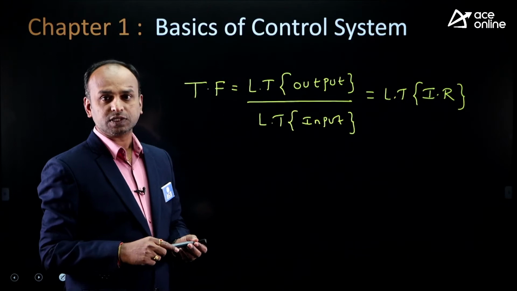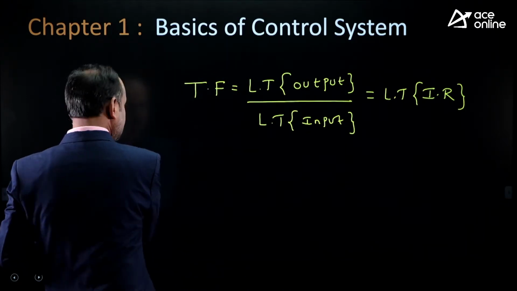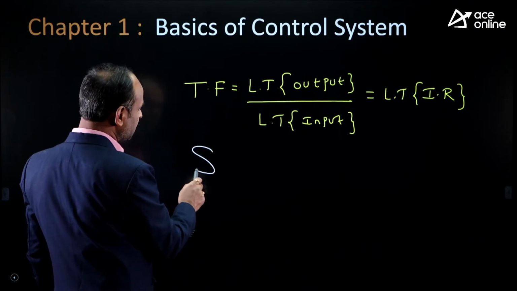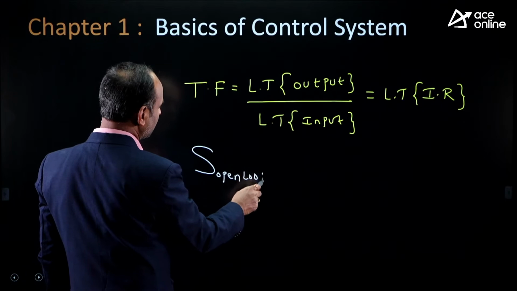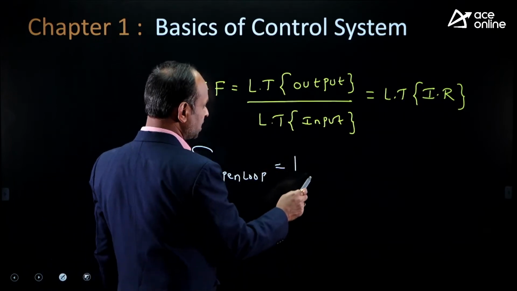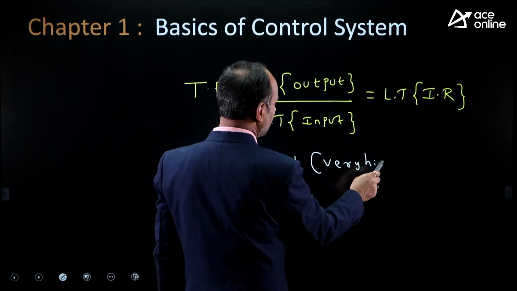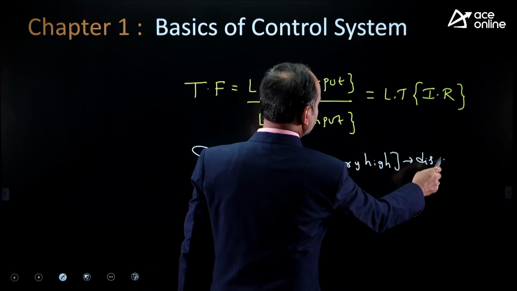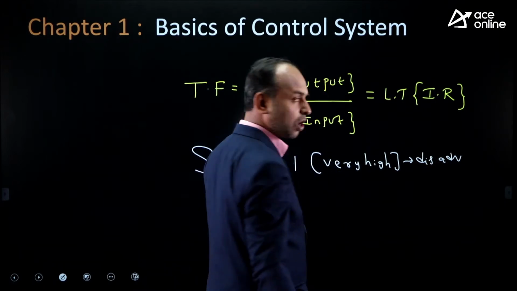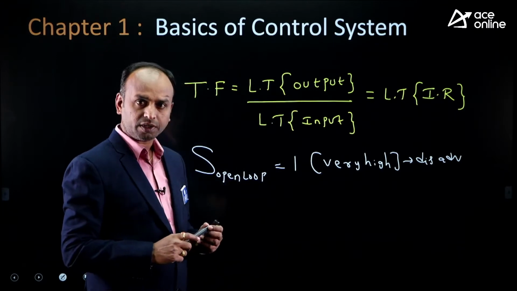Also in the basics we will discuss the sensitivity topic, dear. Sensitivity for an open loop system is 1, very high. That is actually a drawback, a disadvantage. It means any parameter change will affect the system, 100% is going to affect.